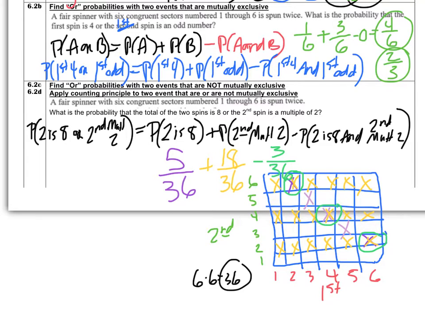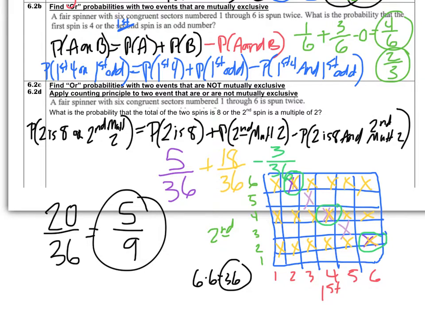So to finish up the problem, let's do 5 plus 18 minus 3. That's going to give us 20 out of 36. We can further simplify that by pulling out a multiple of 4, which would be 5 over 9 as our final answer.